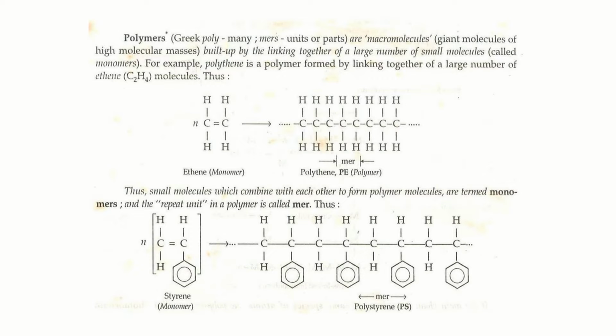Another example is the formation of polystyrene. Polystyrene is formed from the styrene monomer. The molecular formula for styrene is CH2=CH-C6H5. It is combined together in the presence of temperature, pressure and catalyst to form a bigger molecule called polystyrene.